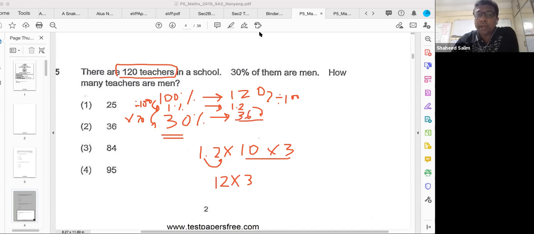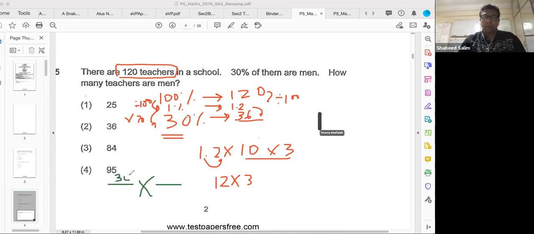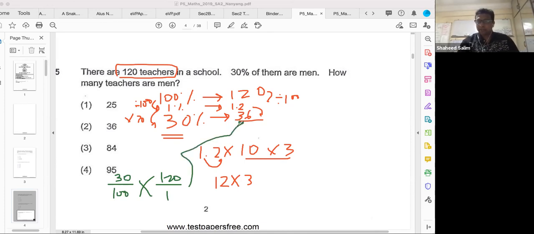Those of you who don't like this method and want another method, okay, I'll show you another. Why am I showing you different methods? You must know different methods. Here we go, what about the shortcut method? 30 over 100 times 120. You will also get 36.